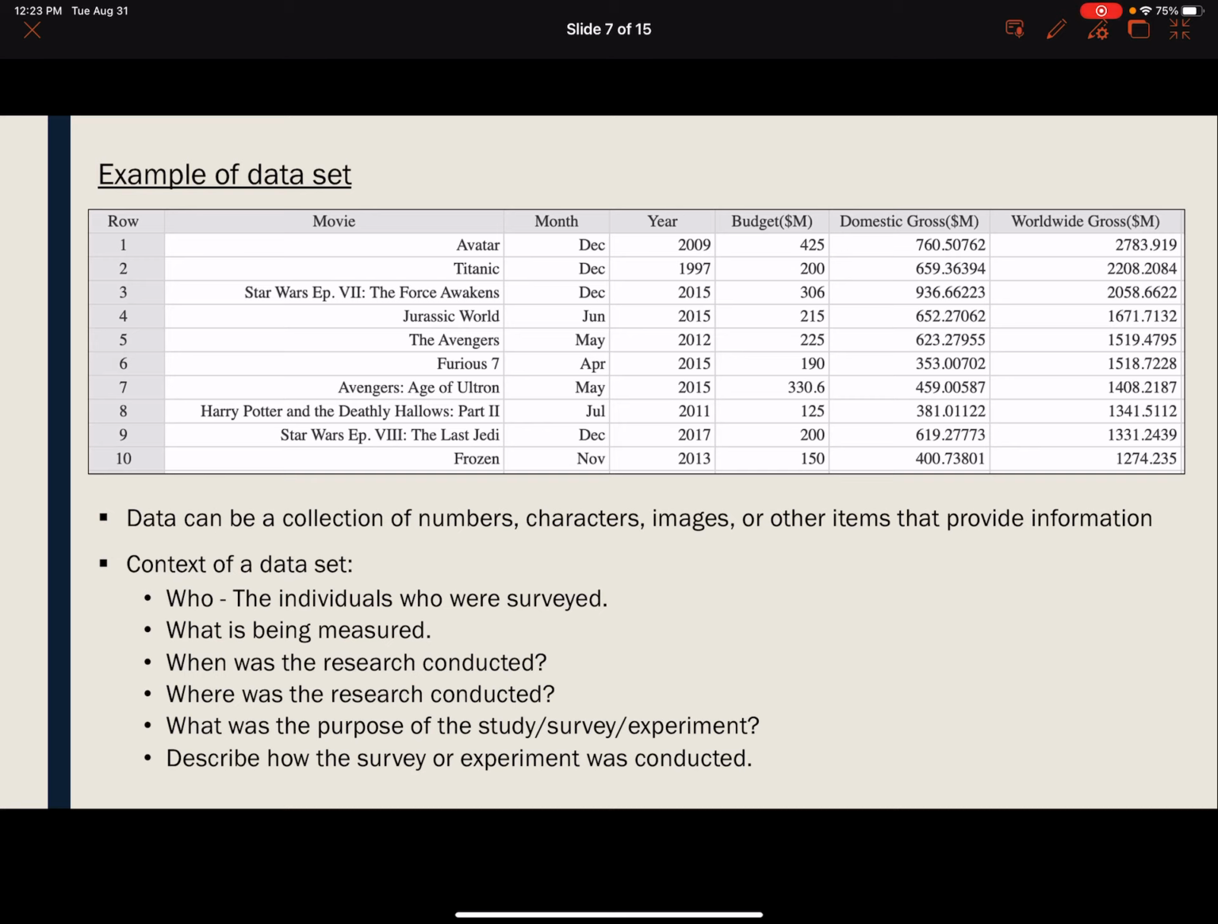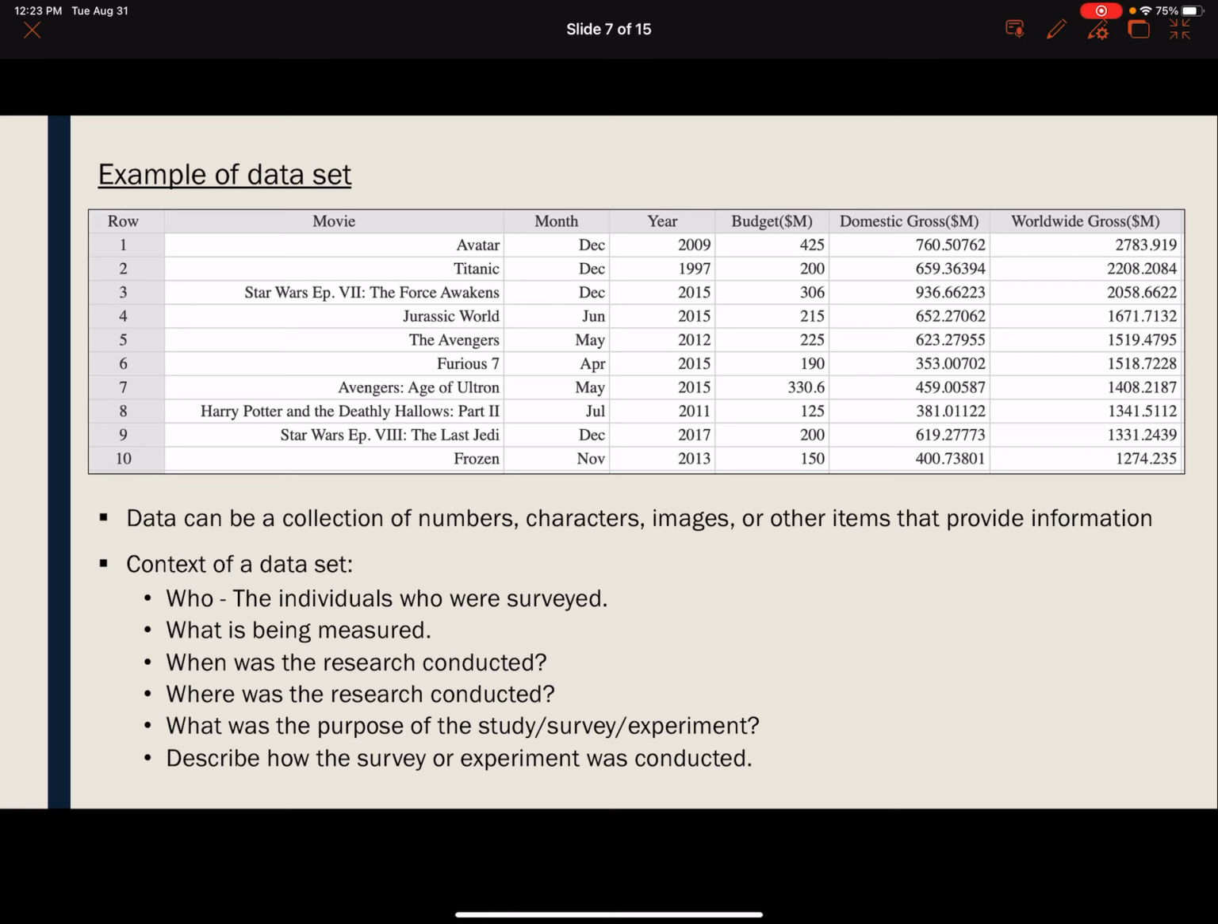So I have here a snippet of a data set. It shows us 10 rows, which means that I have 10 individuals within this snippet of a data set. And then across the top, I have the headings: the movie, the month the movie was released, the year the movie was released, the budget in millions of dollars, and the domestic and worldwide gross in millions of dollars.